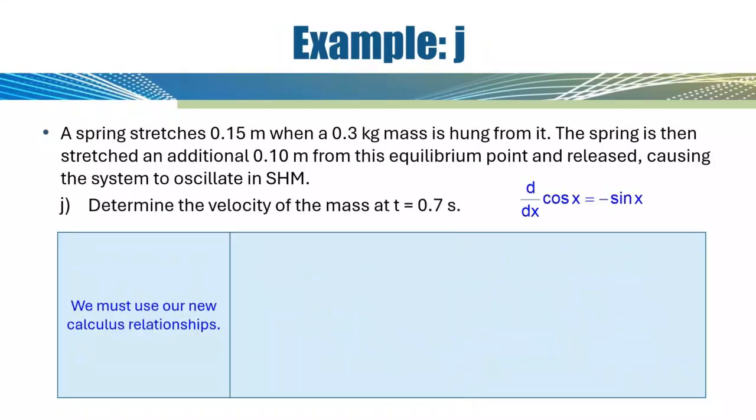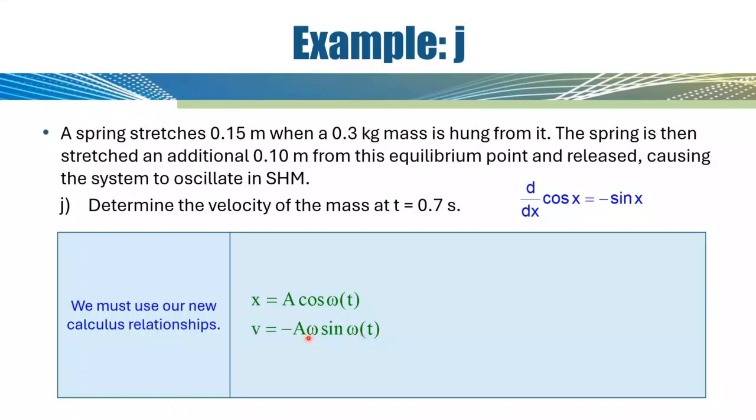Letter J says determine the velocity of the mass at 0.7 seconds. So to get the velocity, we're going to have to start with the position function and take the derivative of the position function. You can't keep looking it up in the table. You need to be able to take the derivative yourself to get the velocity function. So let's talk through it. I remind you that the derivative of cosine of x is negative sine of x. So the derivative of cosine of omega t is going to be negative sine of omega t. And then taking the derivative of omega t, we get omega, and we pull that out.